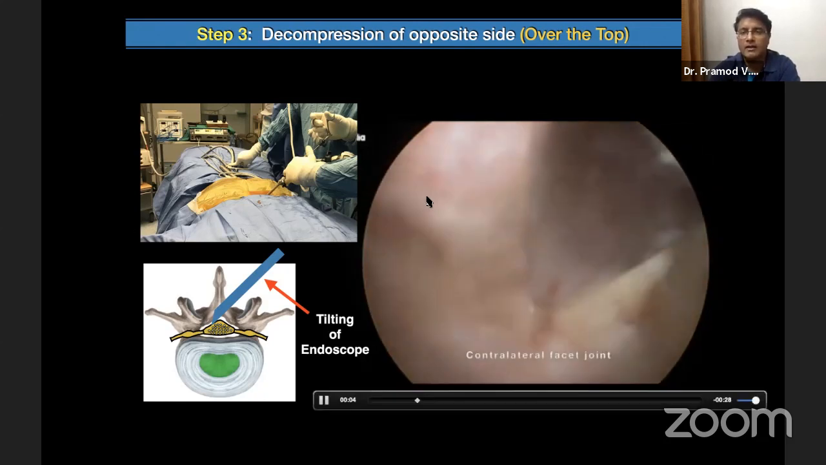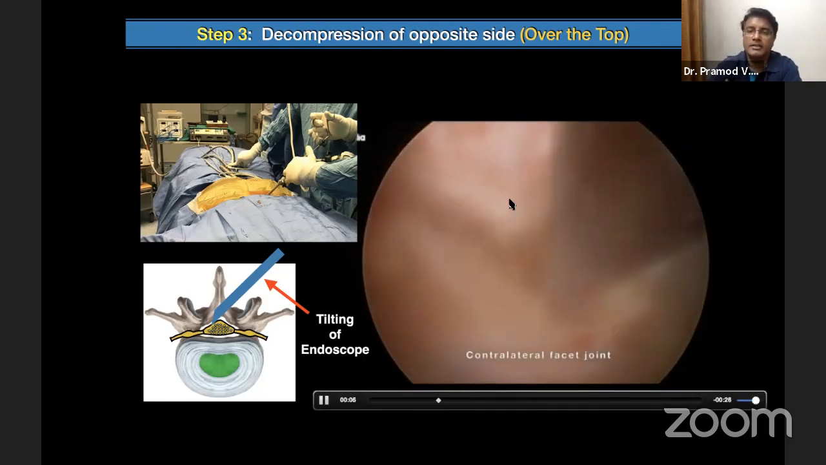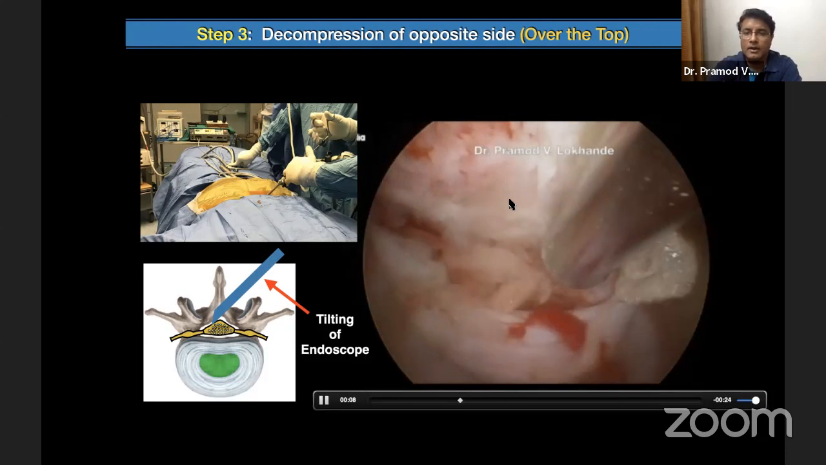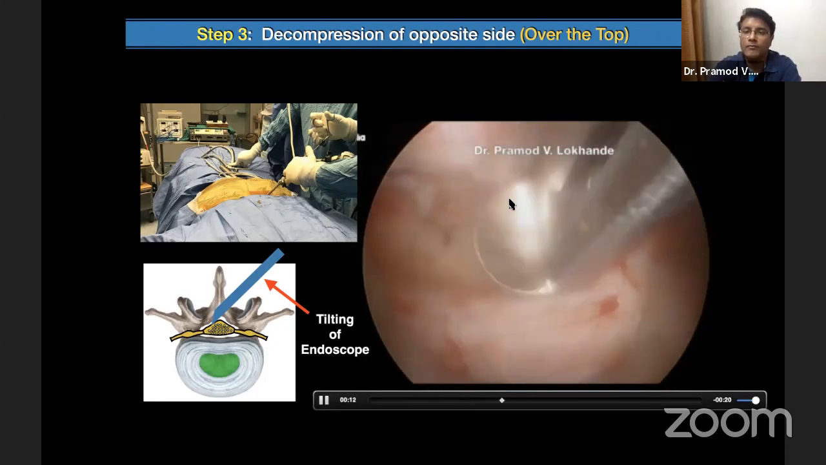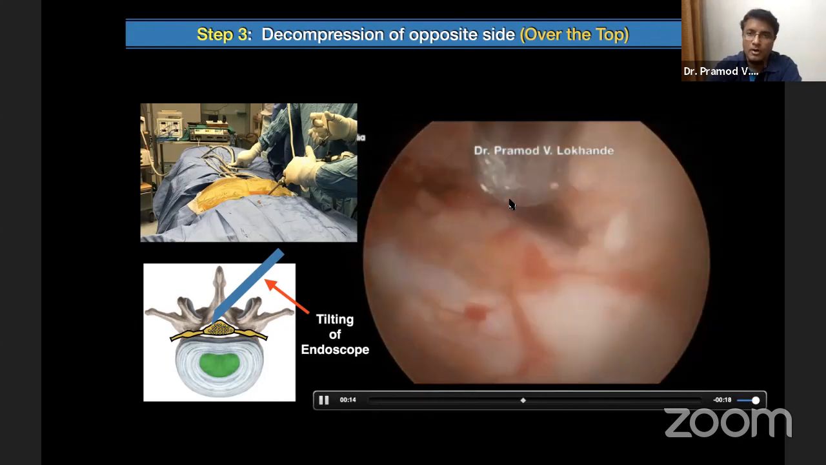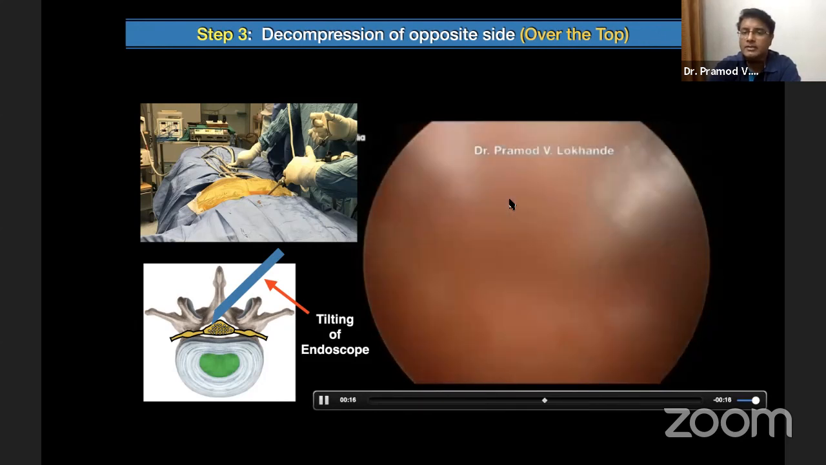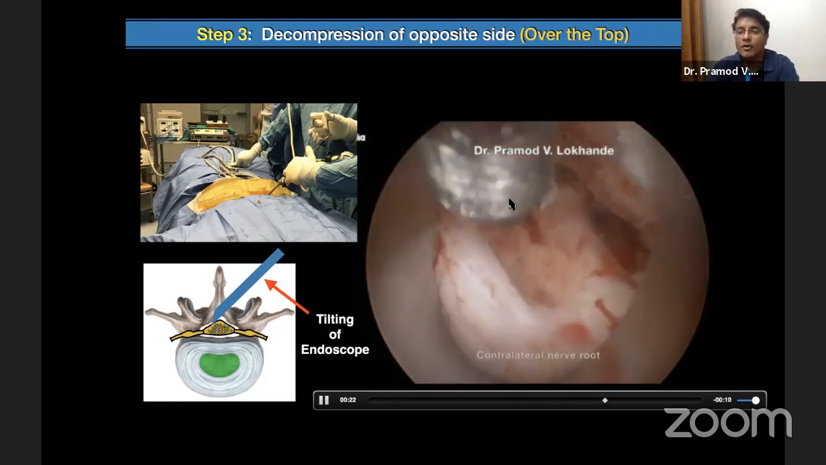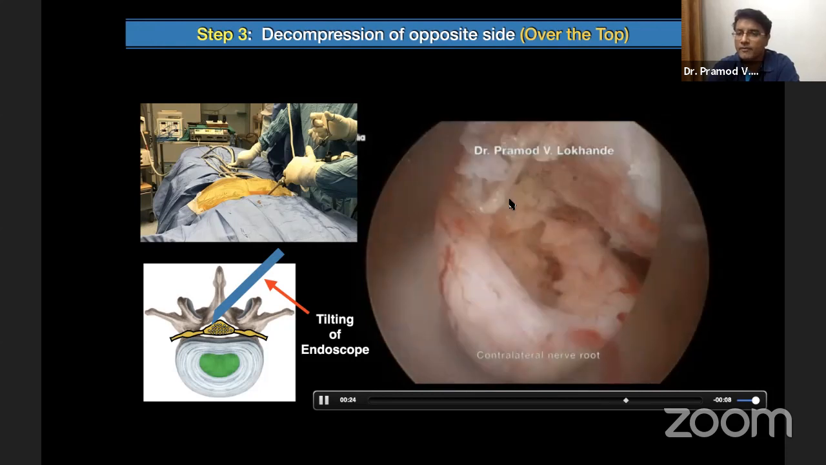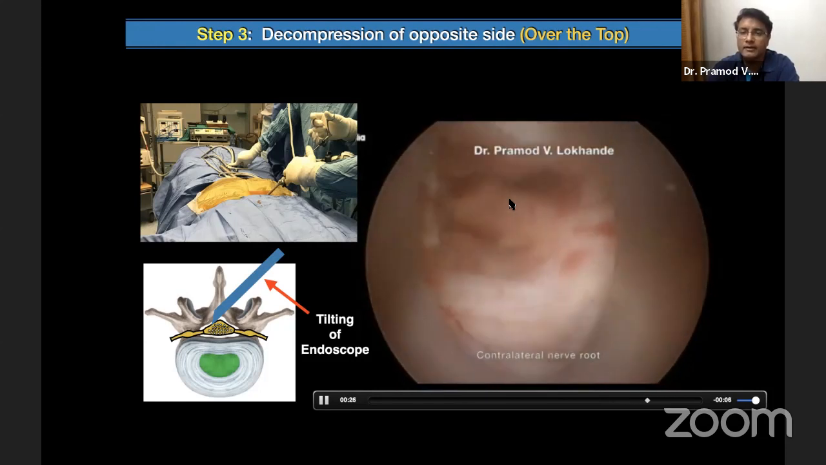This is the contralateral facet which I'm drilling. It is initially thinned out, and the aim is to try to identify the lateral border of the contralateral nerve root. So the thinned out facet is removed with the Kerrison punch. And this is the opposite nerve root, the lateral border. This is the axilla of the opposite nerve root. There you can see everything very clearly.